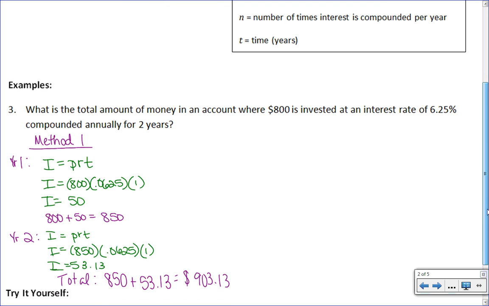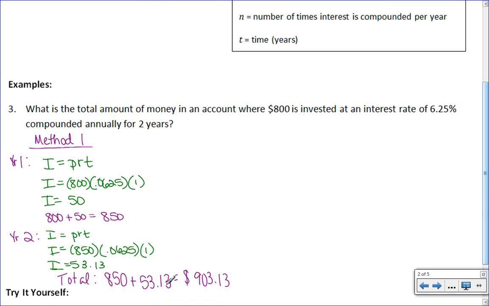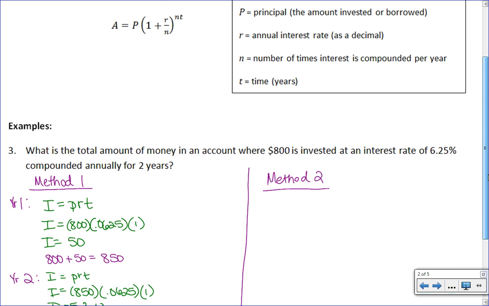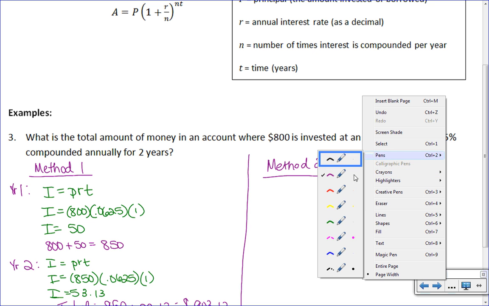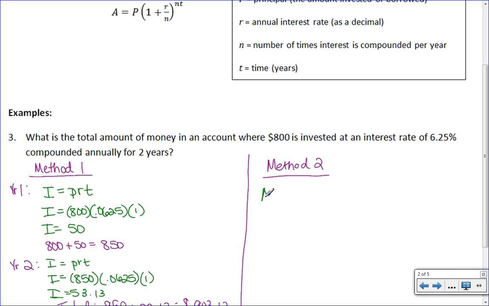Okay, so that is one method that will work to calculate compound interest. Let's look at another method. This method will use the compound interest formula, which is this formula again that's at the top of this page. So we have A equals P times 1 plus r over n to the nt.